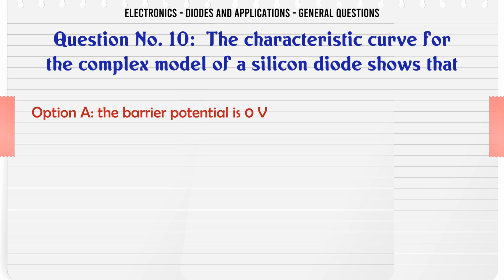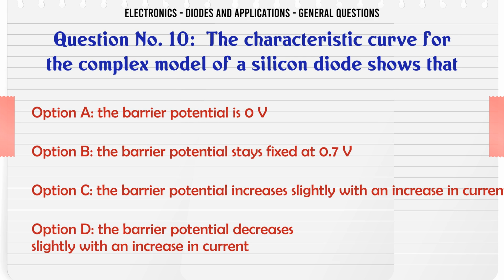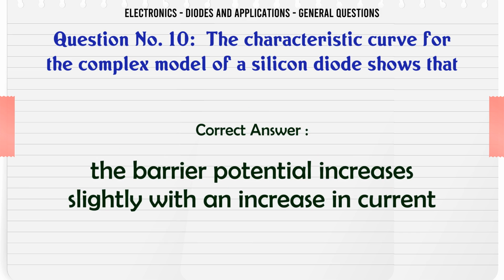The characteristic curve for the complex model of a silicon diode shows that A. The barrier potential is 0 V. B. The barrier potential stays fixed at 0.7 V. C. The barrier potential increases slightly with an increase in current. D. The barrier potential decreases slightly with an increase in current. The correct answer is the barrier potential increases slightly with an increase in current.